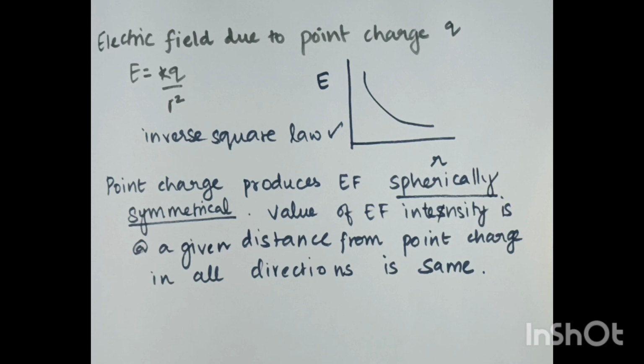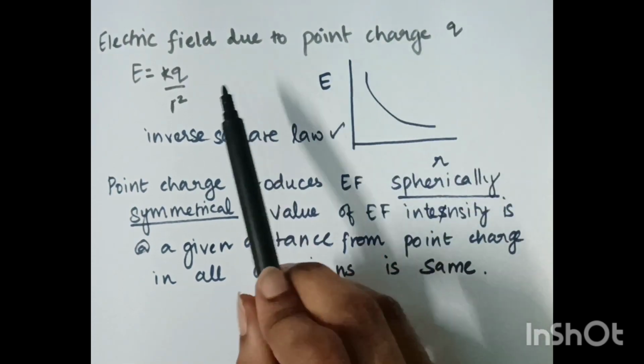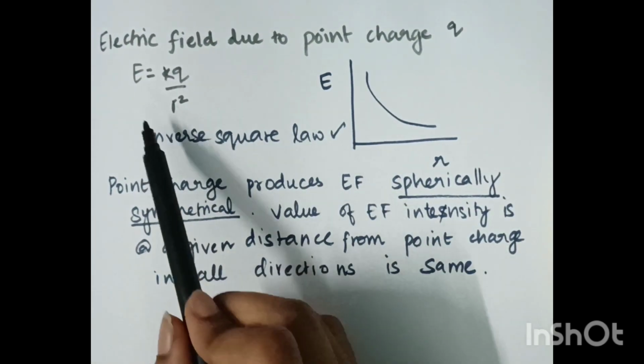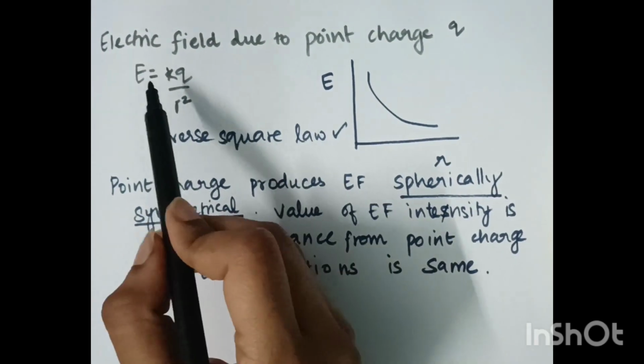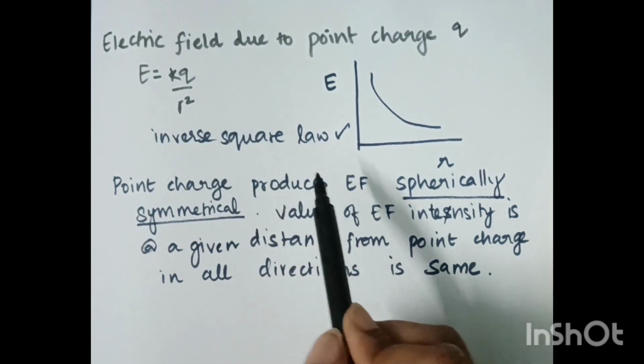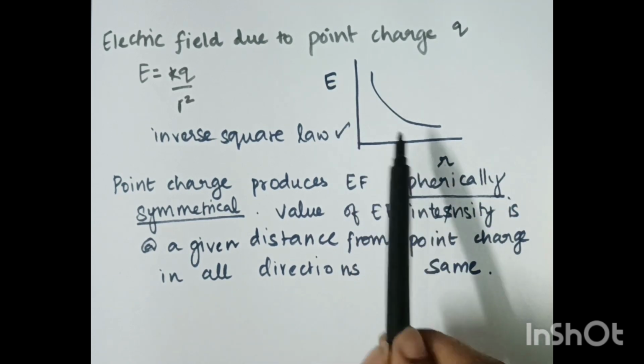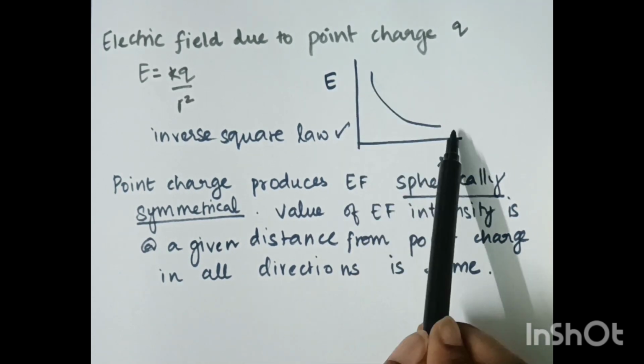Electric field due to point charge q, we have just now seen it, E equals kq by r square. Because of charge q it is the electric field, it is obeying inverse square law. Please note it, E is inversely proportional to r square, so it is obeying inverse square law. And this is the graph between E and r. It is like this.